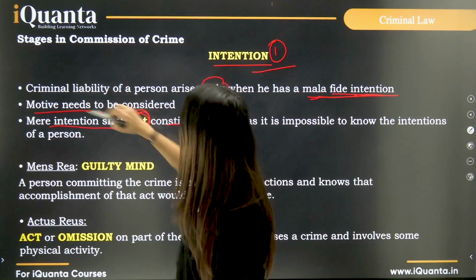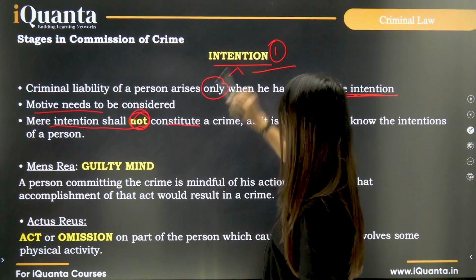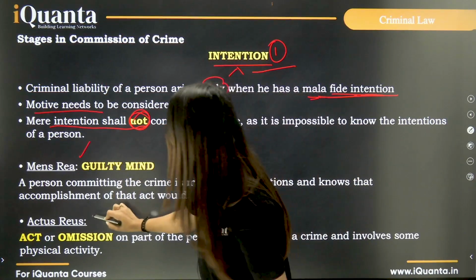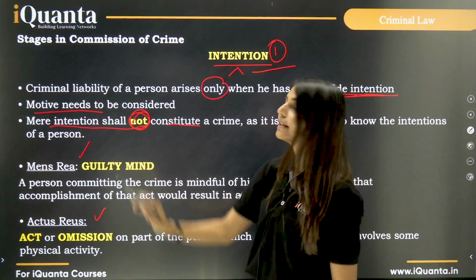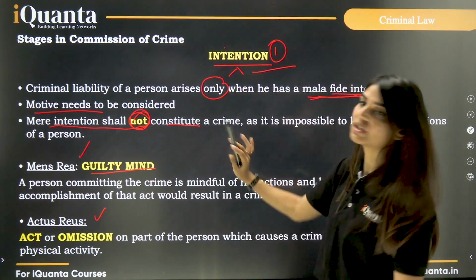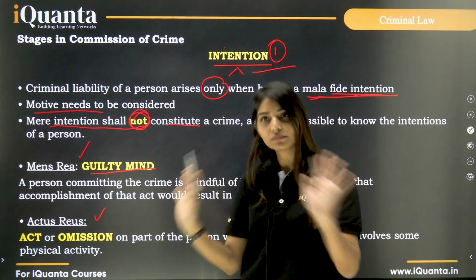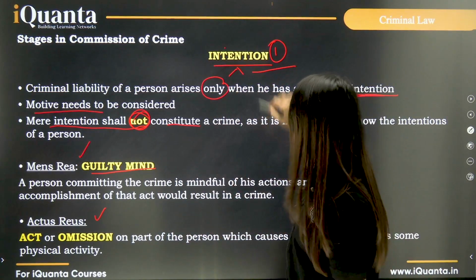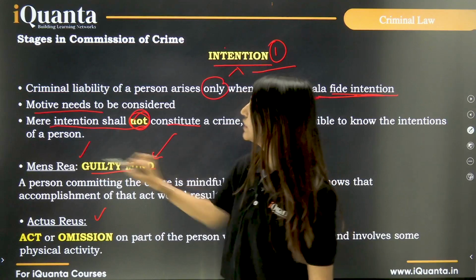So here, as I said, there will be two aspects of intention. One is the mens rea and the other is the actus reus. So mens rea is nothing but the guilty mind, exactly what we just studied. All in all, nothing much, all of this can be concluded in these two words, mens rea.